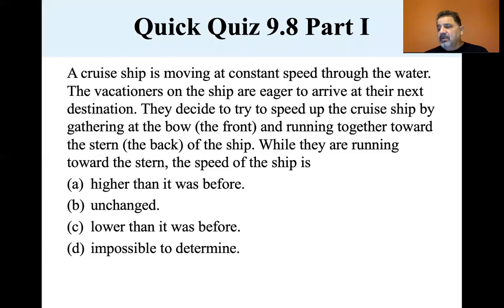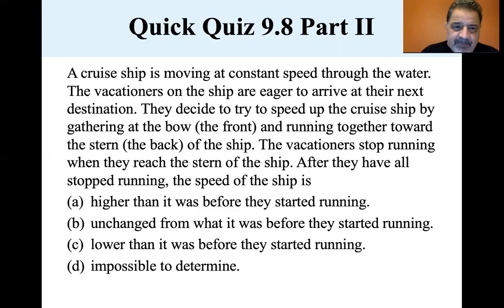unchanged, or lower than it was before. It's actually higher, but by just a small amount when you consider the mass of the ship. So it's higher than it was before. It's just like the swimmer diving off the raft that I mentioned. The vessel passenger system is isolated, so if the passengers all start running one way, the speed of the vessel increases just a small amount the other way.